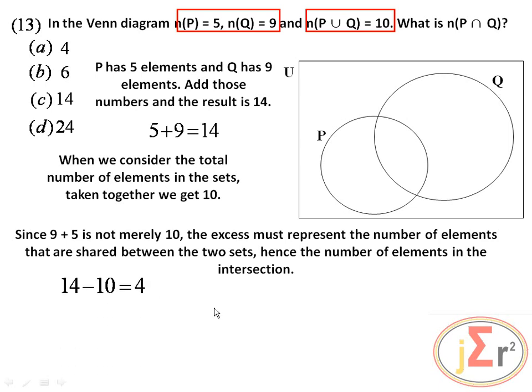So, the number of elements that we have in excess will be 14 minus 10, which is 4, and that will be the number of elements in the intersection. That is all there is to it. The correct answer is option A.